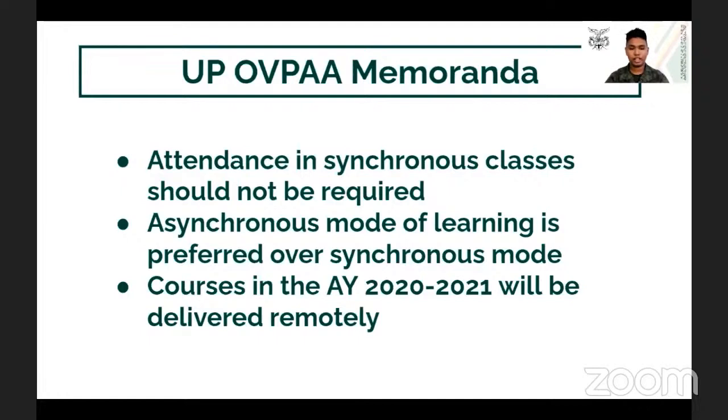First, attendance in synchronous classes should not be required in the first and second semesters of academic year 2020-2021, given the unequal access of students to reliable internet providers. Synchronous learning refers to all types of learning in which the learners and instructors are in the same place at the same time in order for learning to take place. This includes in-person classes, live online meetings, when the whole class or smaller groups get together.